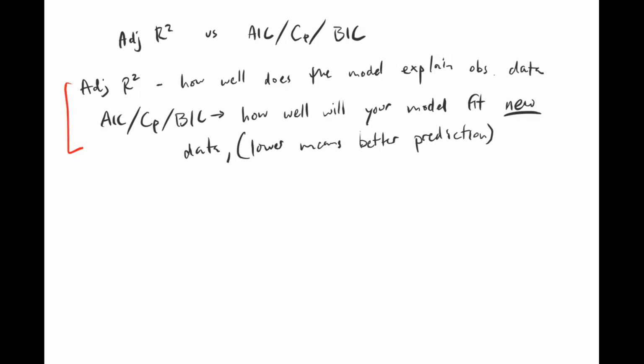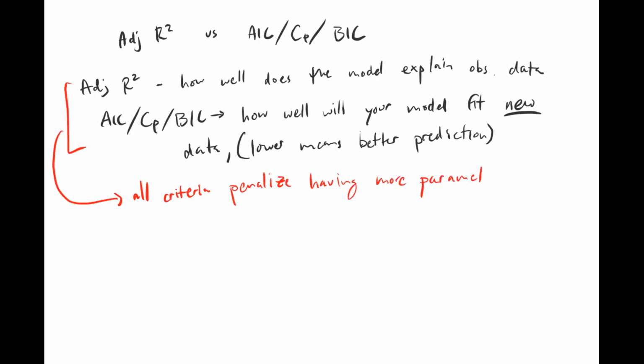And the important thing to note is that all criteria, we'll call them, criteria penalize having more parameters. Okay, and that again is relating to this idea that you will start to increase the error term from variance as I add more parameters into the model.